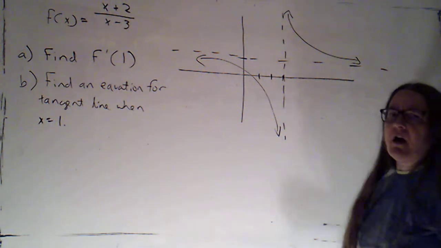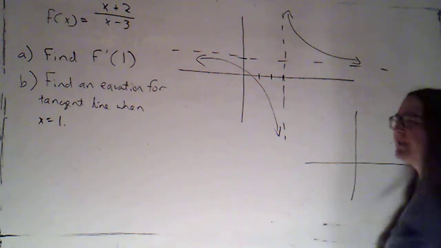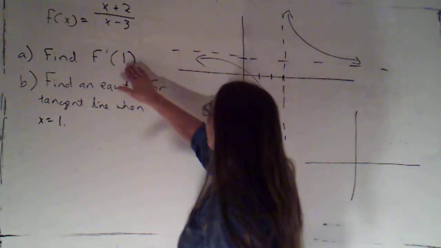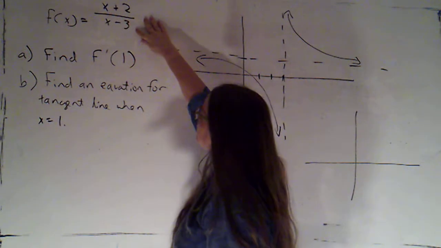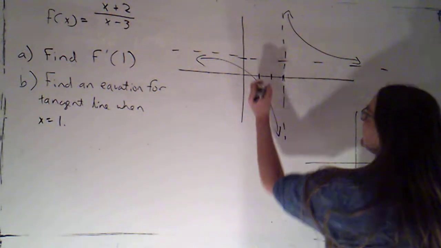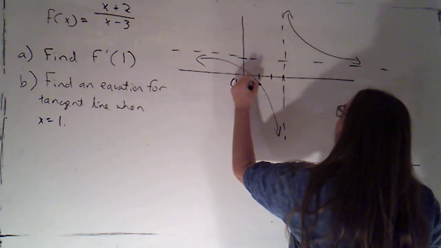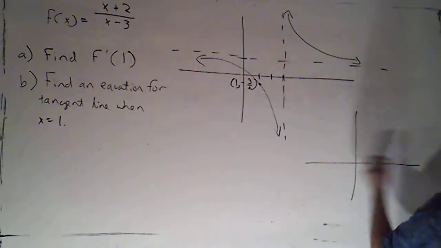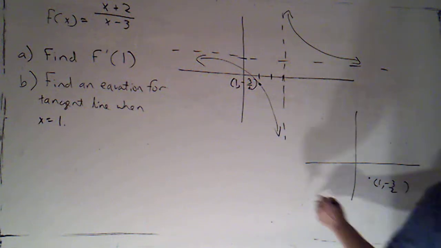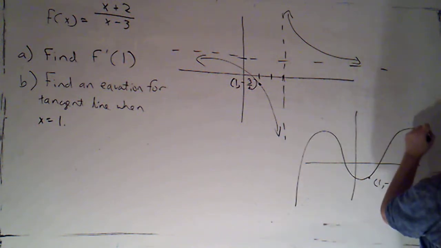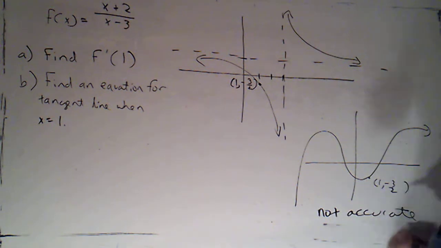The other thing I could do, though, if I wasn't comfortable with what this looked like, is I could say, you know, I just want a place to put my points. Now, at 1, I'm going to get 3 over negative 2. So I'm going to have negative 3 halves. So there's this point here, 1, negative 3 halves. Now, obviously, I didn't draw this super well to scale, but there's my 1, negative 3 halves. And I could just say, okay, this is not an accurate graph. But I can draw something.